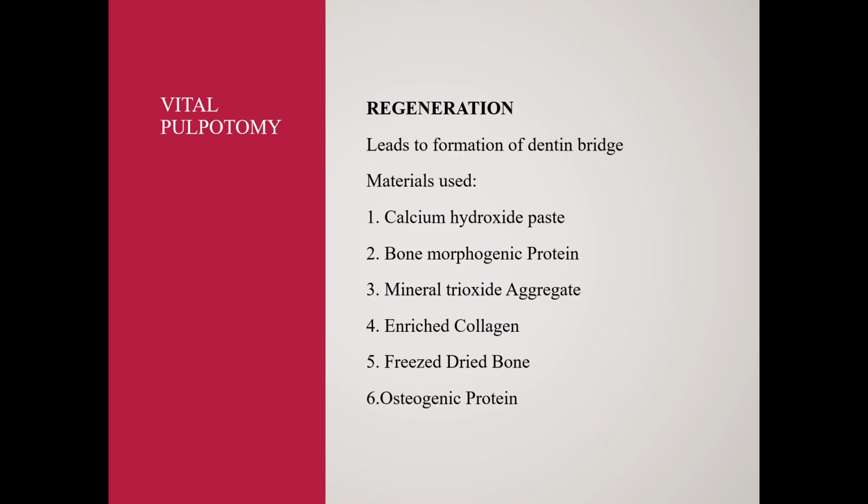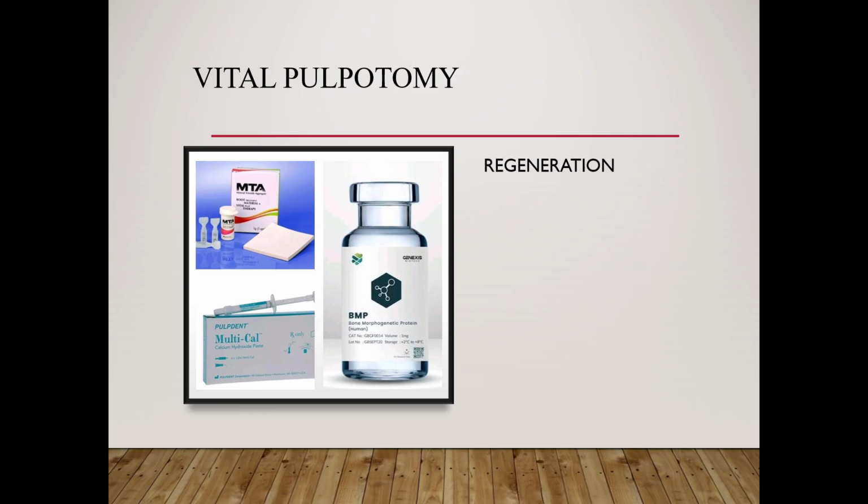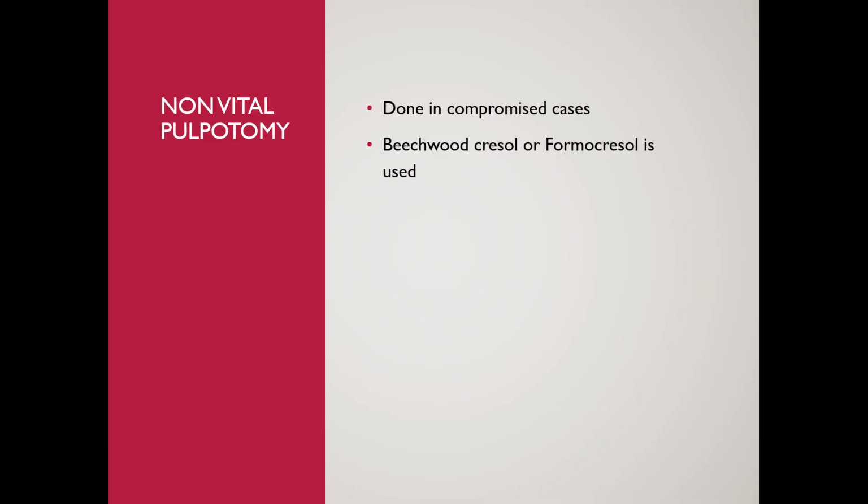that is the regeneration procedure, which leads to the formation of something called a dentinal bridge. The various materials that are used in regeneration vital pulpotomy are calcium hydroxide paste, BMP, that's bone morphogenic protein, mineral trioxide aggregate, enriched collagen, freeze dried bone and osteogenic protein. So you can see the various materials that are used in regeneration vital pulpotomy, MTA, calcium hydroxide, BMP and so on.